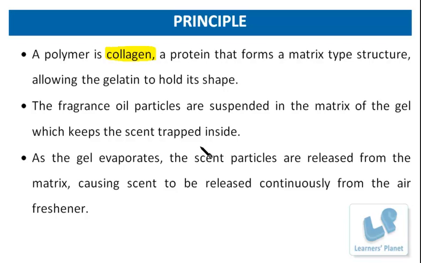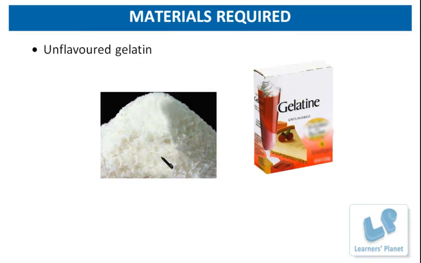Now let us see how we can make this air freshener. What are the materials required to make it? Yes, my dear friends, the first material which is required to make this air freshener is unflavored gelatin. As we are making a gel air freshener, we need unflavored gelatin. So this is a powdered form of gelatin.